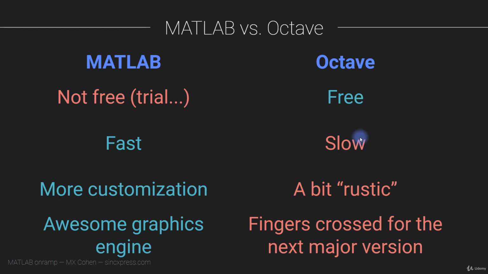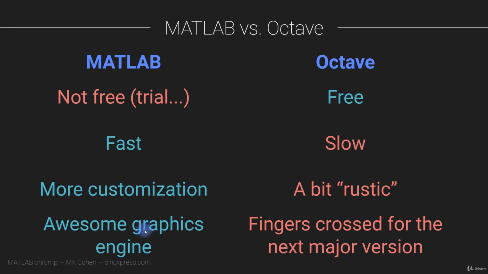So Matlab is actually quite fast if you are an efficient coder. Octave is a little bit slower. It's not quite as efficient as Matlab. Matlab has lots of really nice customizations for colors and options and keyboard shortcuts and so on. Octave is a little bit more, as I call this, rustic. Octave basically is a little less flexible than Matlab in terms of customization.